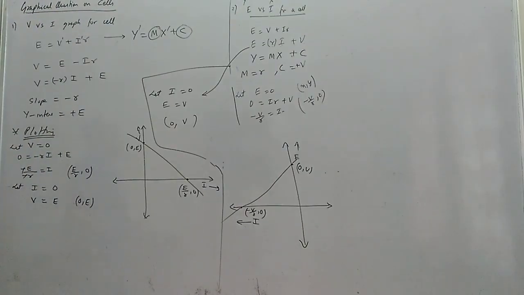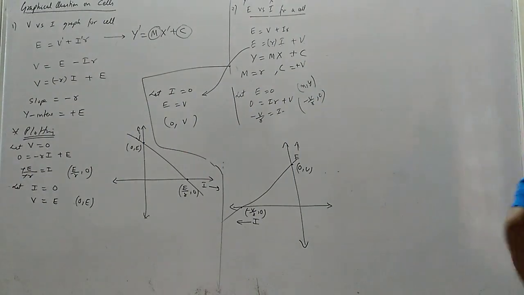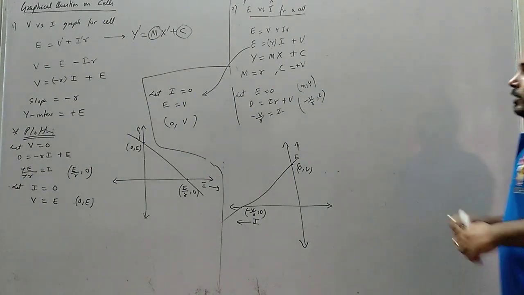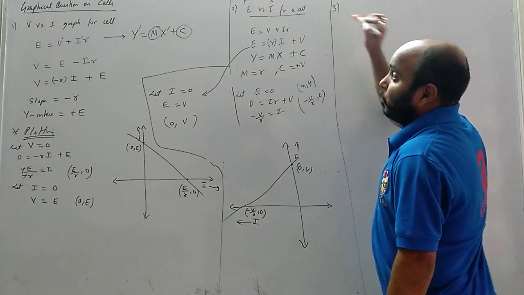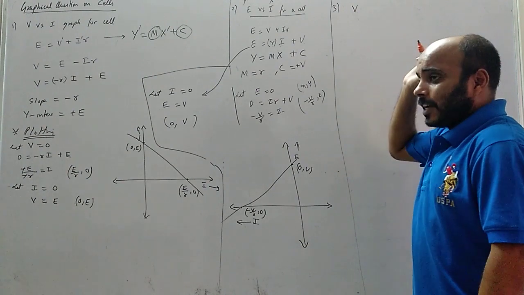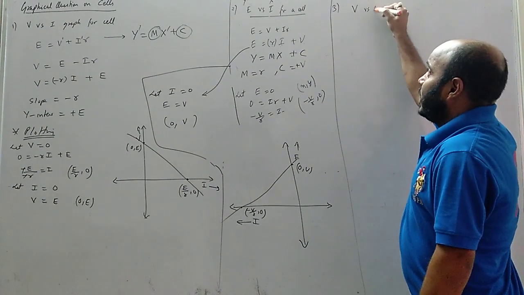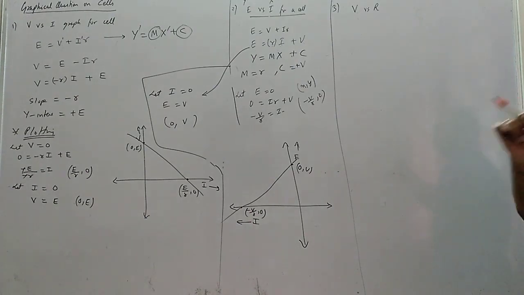Understood? Now, the last part is a little bit tricky. Okay. So we will read it carefully. The last part is which asks in the boards, twice and thrice. Terminal potential difference across the cell versus external resistance. Terminal potential difference versus external resistance I need.